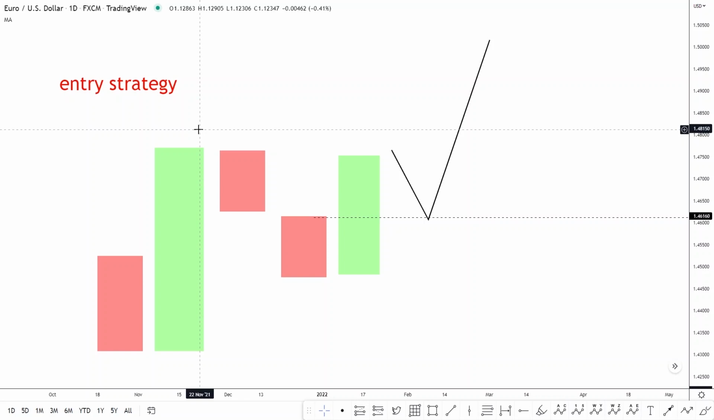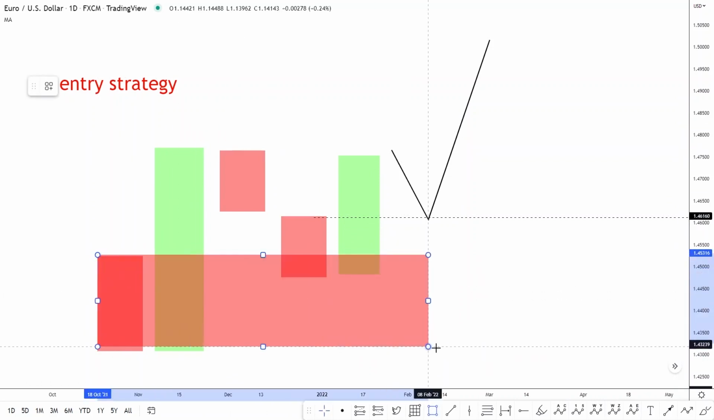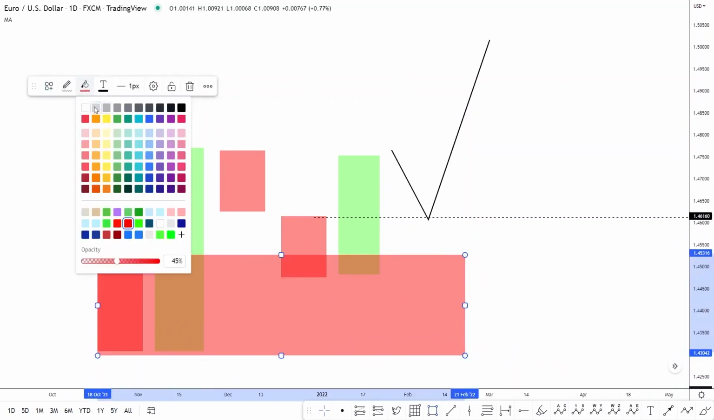Because this is the most important part of trading, because most of you, I know, you don't have an entry strategy. You just buy and sell without having any valid confirmation, but this video will help you to make an entry strategy. So from here, as you can see, let's draw up our zone from left to right. Let me change the color to be visible enough.